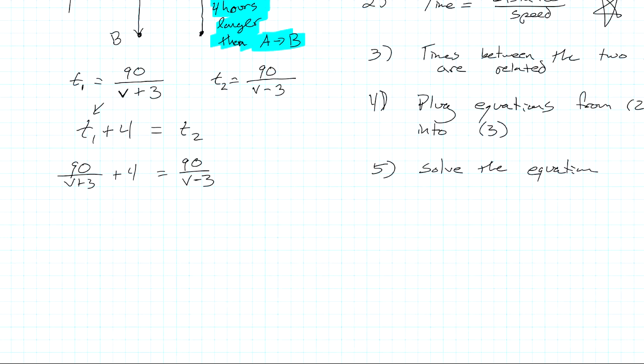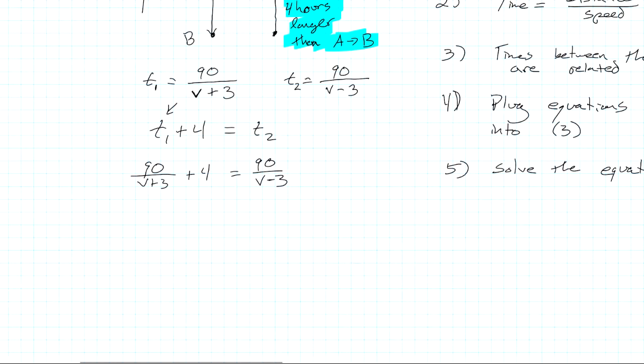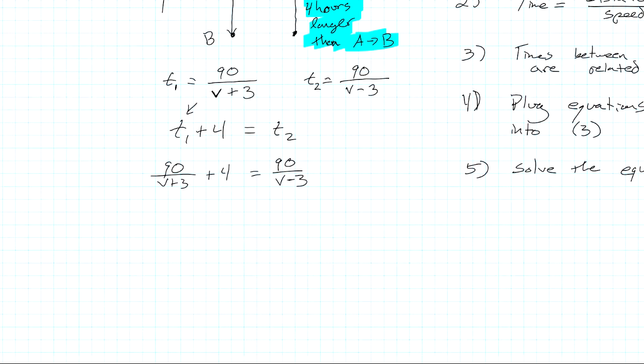So if we solve this equation, we'll have our answer. We'll have the value of v that we set out to find in the beginning. So we can multiply both sides by the common denominator, as we have been in these problems, which is v plus 3 times v minus 3. And on the left side, v plus 3 times v minus 3 times 90 over v plus 3 plus 4.